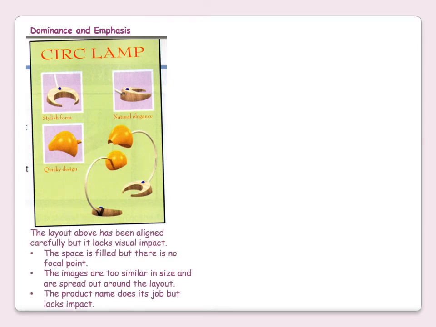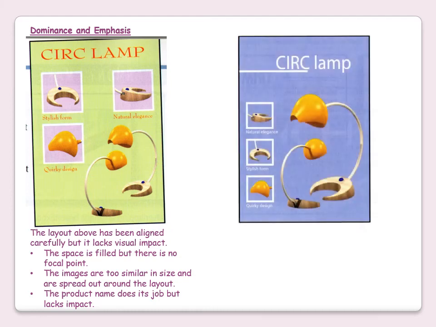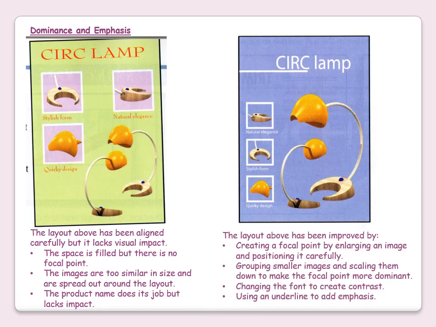The layout above has been aligned carefully, but it lacks visual impact. The space is filled, but there is no focal point. The images are too similar in size and are spread out around the layout. The product name does its job, but lacks impact. The layout above has been improved by creating a focal point by enlarging an image and positioning it carefully, grouping smaller images and scaling them down to make the focal point more dominant, changing the font to create contrast, and using an underline to add emphasis.